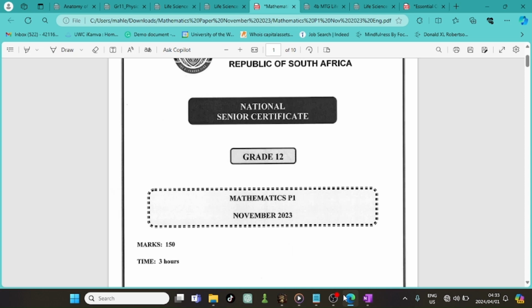Hey there, math enthusiasts. Today we're tackling the 2023 November Paper 1 Mathematics. Get ready for some mind-bending equations and exciting solutions.